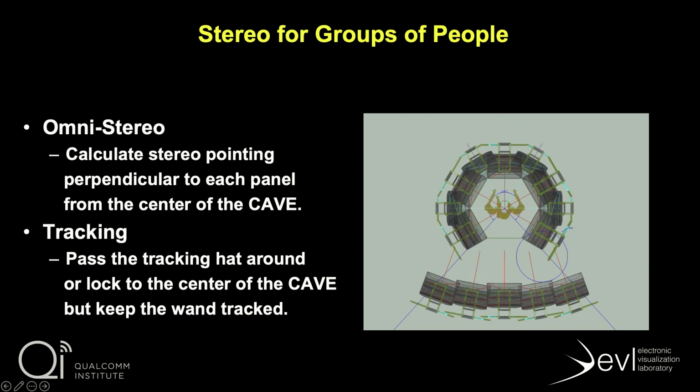And for tracking, we typically pass the head cap around. We like that form because then they're in control and they get their view of it. So if you can keep people addressing the same direction in small groups, that works all right. And if it doesn't, then you basically turn off tracking and put it in the center of the cave. That works pretty well for people too. But you keep the wand active so you can still control things.